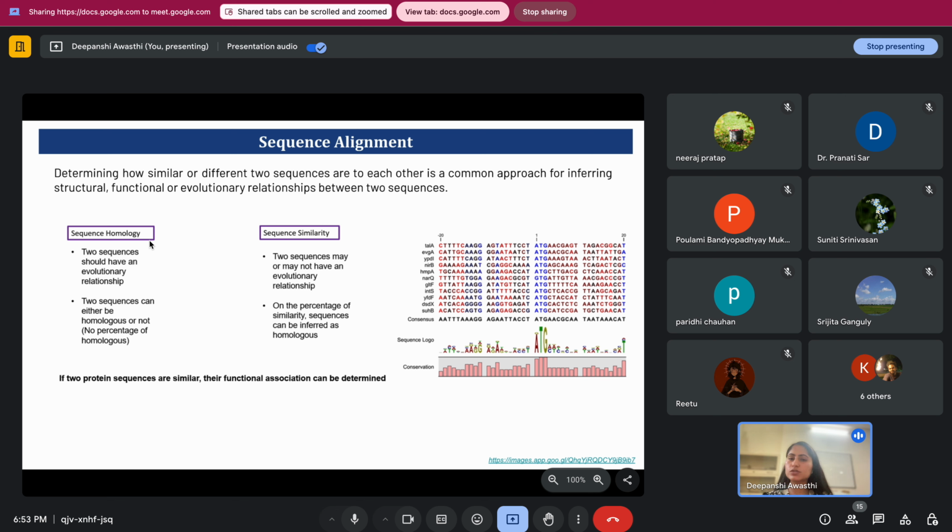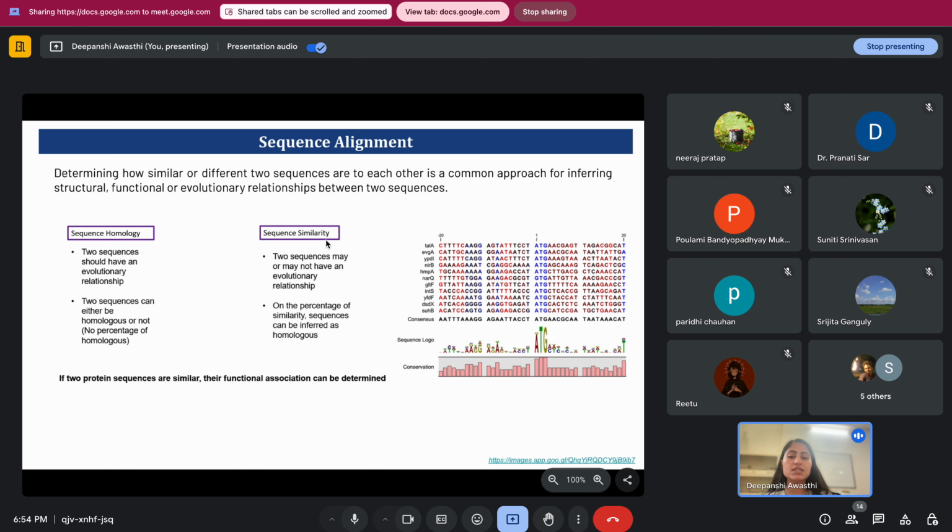So we can compare those sequences, and that is referred to as sequence homology, which means that two sequences have some kind of evolutionary relationship. And when you compare two sequences, its output could be yes or no. That means two sequences could either be homologous or not be homologous.